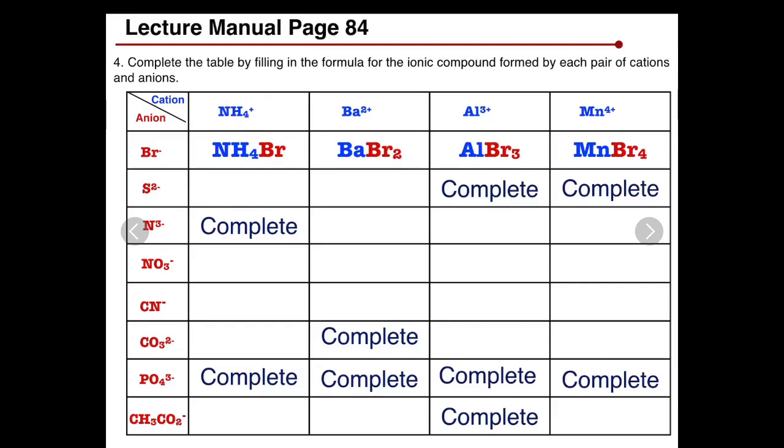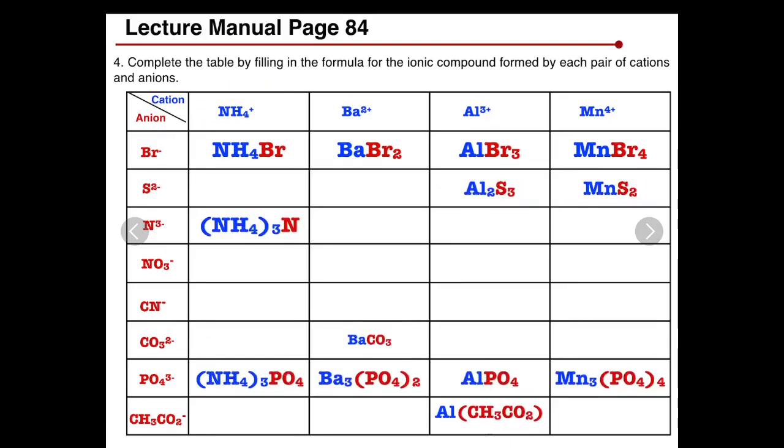In order to specify 3 of these, you will need to use parentheses. Never ever change the subscript. Some of you, if you have this written out as, let's say, NH4 with a 3 after it, and N, it's not the same thing. Remember, you are changing the subscript, you're changing the identity, right?